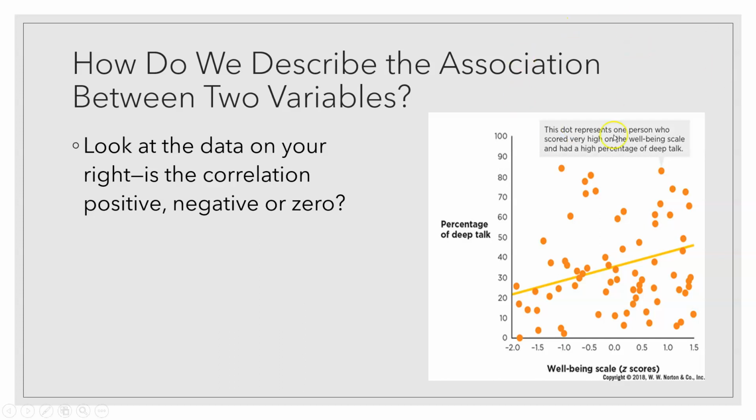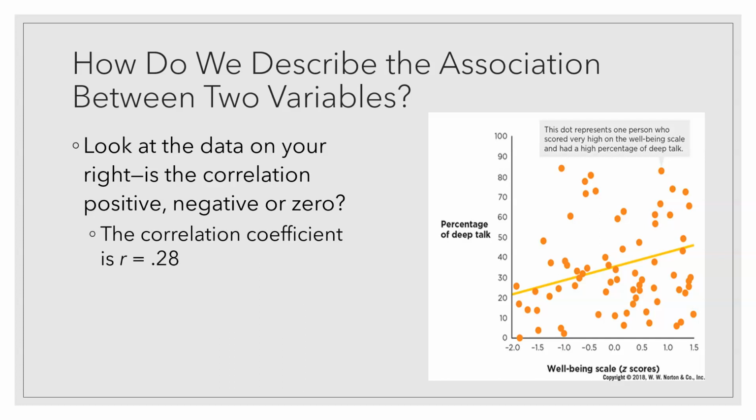So what you're looking at here is a plot of fabricated data from the MEL study. On our y-axis, we have the percentage of deep talk, and here we have a z-score, a standardized score of well-being. So higher scores mean greater well-being, lower scores mean less well-being. So my question is, we've got a scatter plot of all of these different scores, and we have a line of best fit. If you look at this data, is the correlation positive, is it negative, or is it zero?